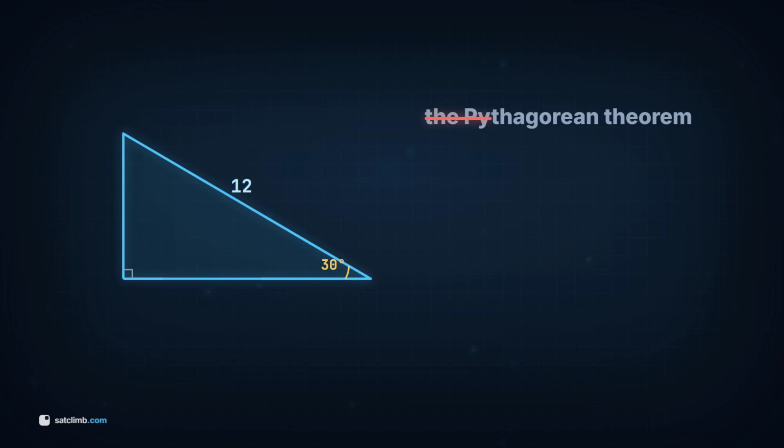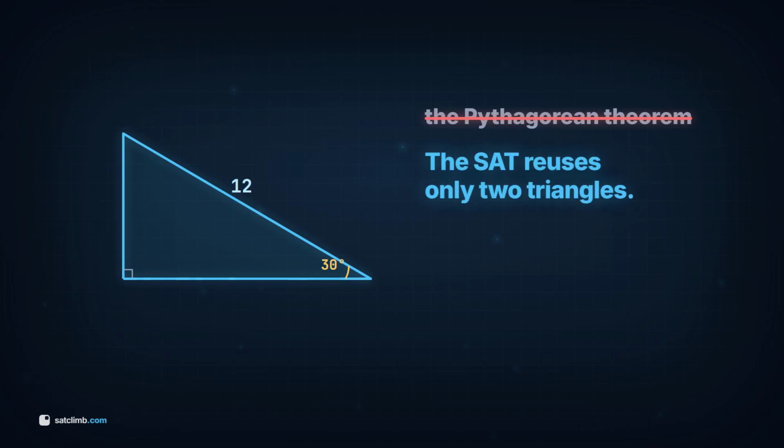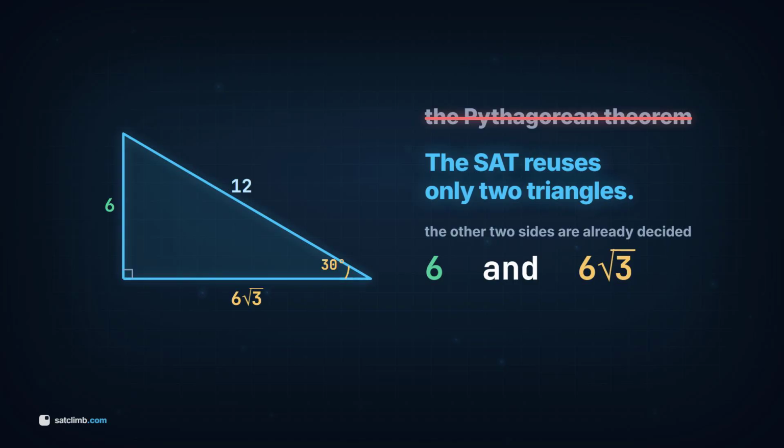Welcome to SAT Climb. A right triangle, 30-degree angle, hypotenuse 12. Most students reach straight for the Pythagorean theorem. You do not have to. This is one of only 2 triangles the SAT reuses over and over, and both of its other sides are already decided.